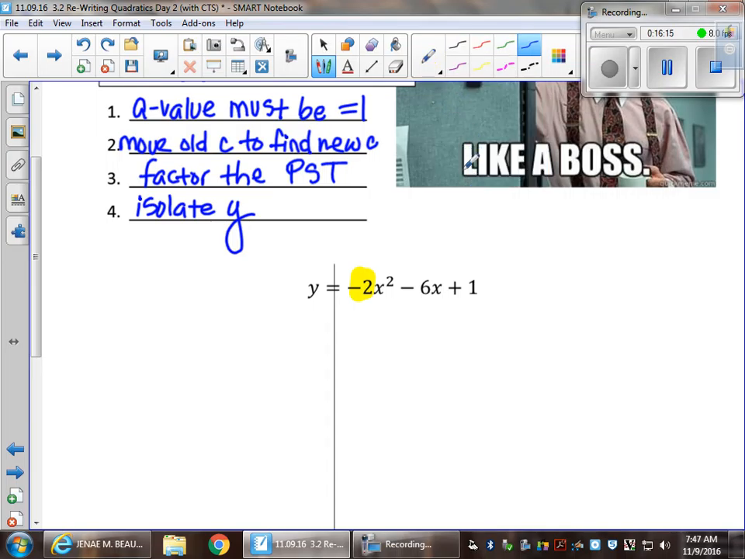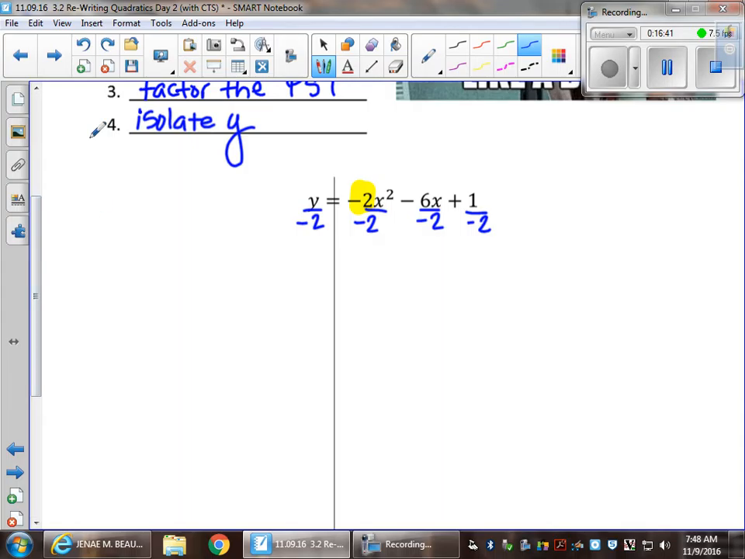So, question. What operation is happening between -2 and the x squared? Multiplication. What would undo that? We're going to do something awesome. We're going to divide. We're going to divide each piece by -2, straight away. And off to the side, let's write a little note. No GCF. A is not 1.